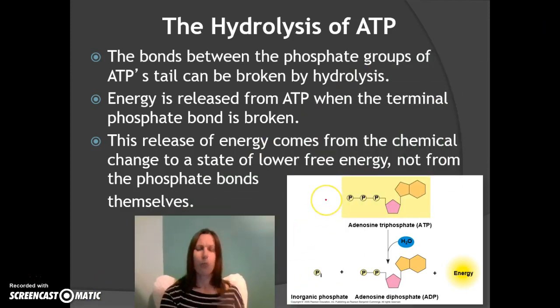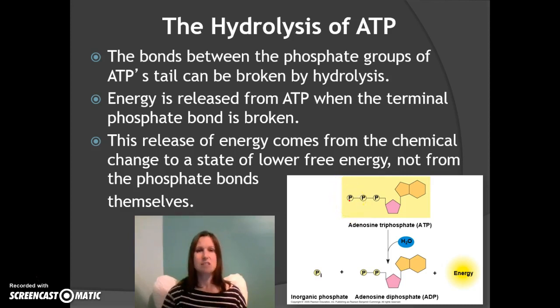So how do we break down ATP? Well, it's hydrolysis. Remember, the addition of water is what is going to break this molecule down. So when water is added, the bonds between the phosphate groups of ATP's tail are broken. And then energy is going to be released from ATP when this last phosphate bond is broken off.